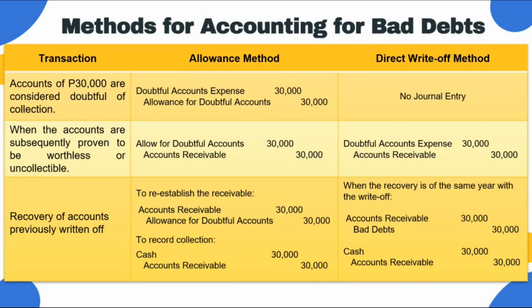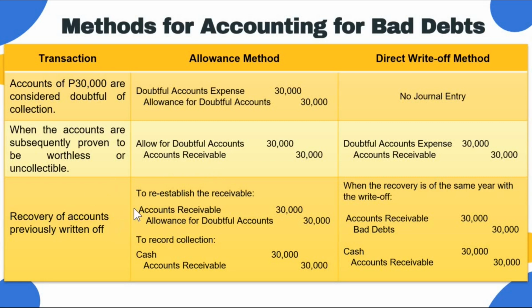Let's have an illustration. So, you have here some sample illustrations lang to account for bad debts. The statement is, accounts of 30,000 are considered doubtful of collection. So, there is still doubtful pa lang, hindi pa sure. But then, under the allowance method, you're already anticipating. So, i-record mo na debit doubtful accounts expense, credit allowance for doubtful accounts, 30,000. Pag direct write-off, of course, wala tayong entry. Second, when the accounts are subsequently proven to be worthless or uncollectible, nag-write off na tayo. So, we debit allowance for doubtful accounts and credit accounts receivable.